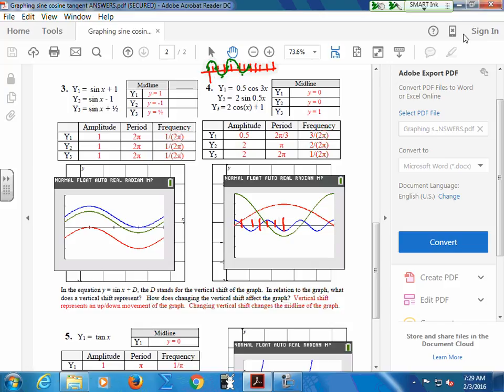Olivia? You just told me what the midlines for 3 say. The midlines for 3. This is y equals 1. I mean, like for question 3. Oh, for question 3, I'm sorry. Because this shifted it up 1, your line went from y equals 0, they added 1 to y equals 1. They shifted it down, it went to y equals -1. They shifted it up, it went to y equals 1/2.